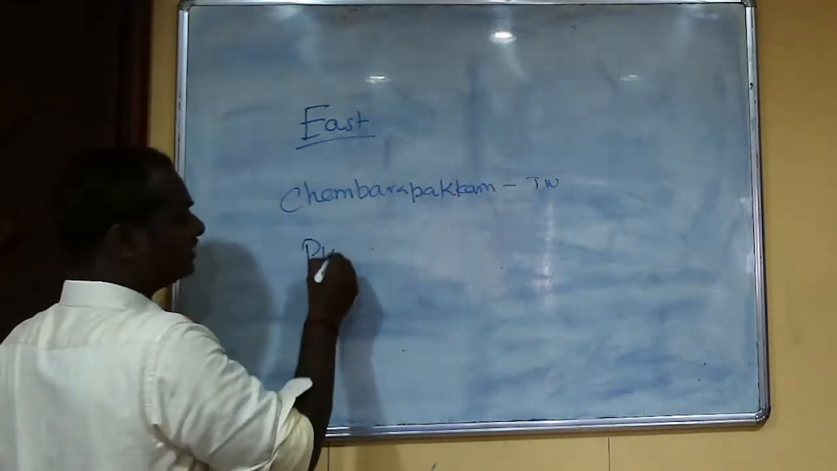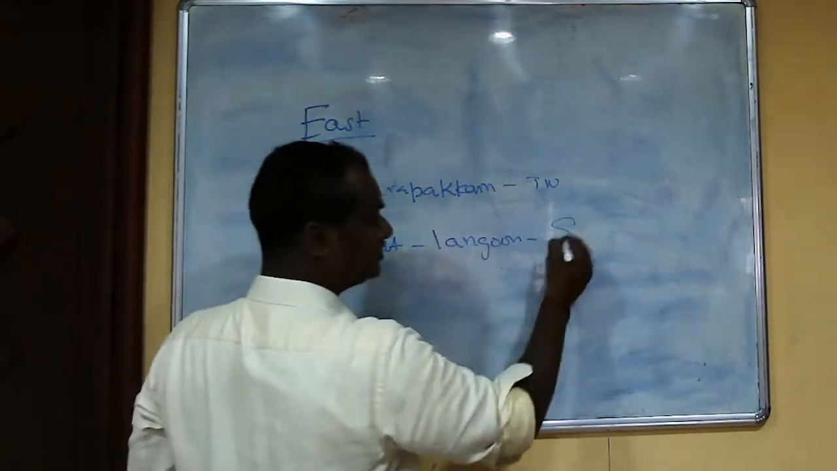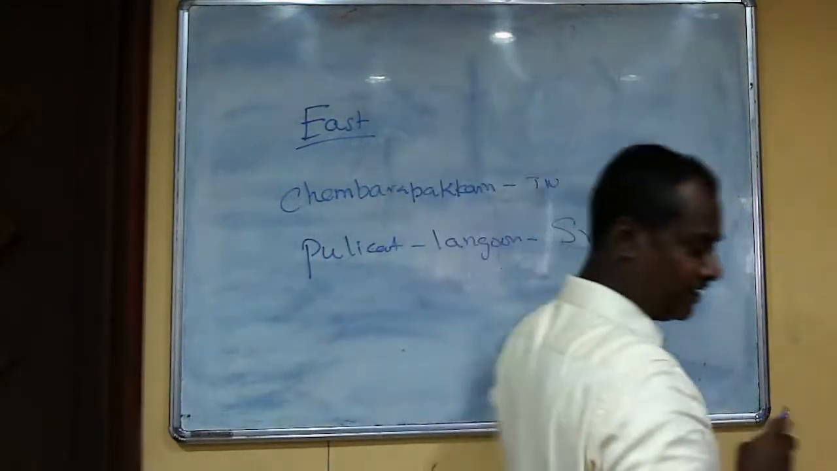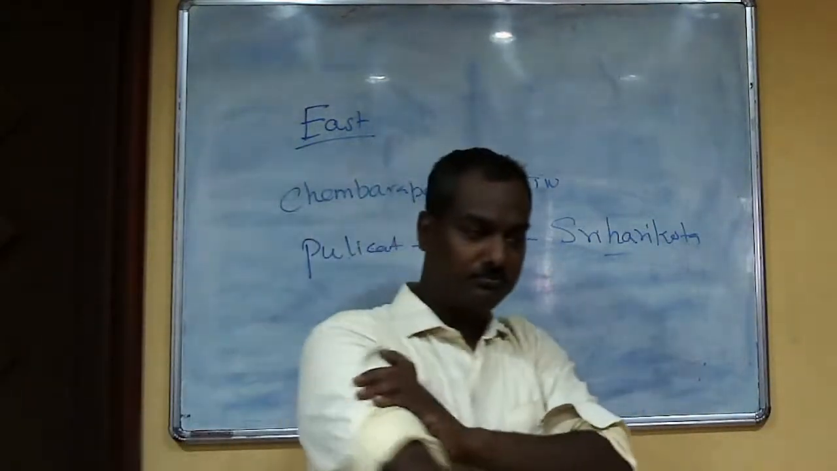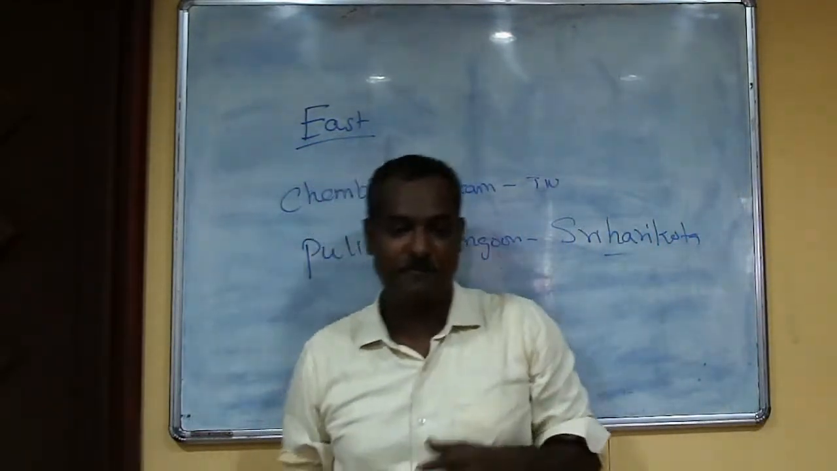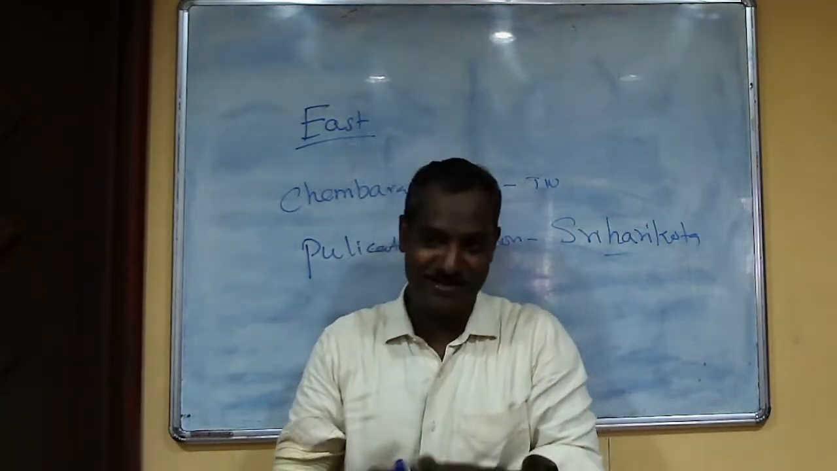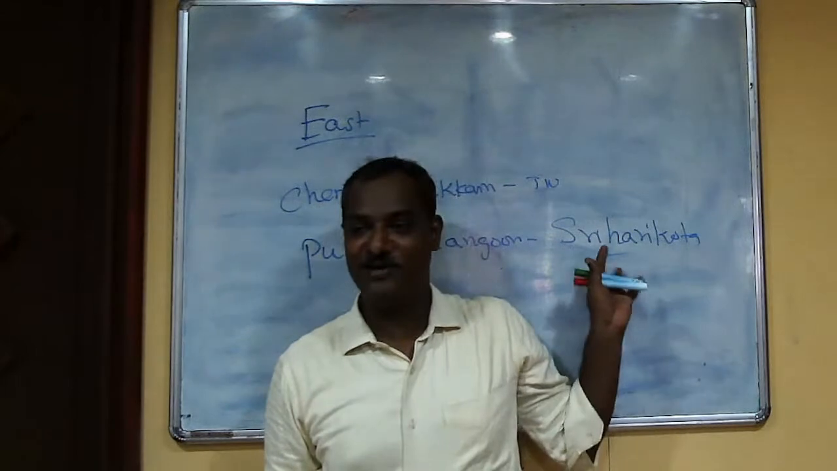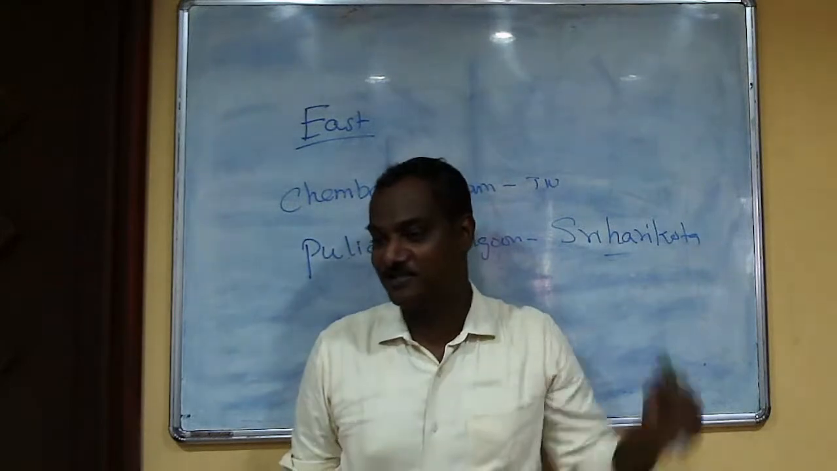Pulikkad. Pulikkad is a lagoon. Write down one more point. It has an island called Sriharikota. What is Sriharikota island famous for? No idea? It's an island. For the spaceport. ISRO station.